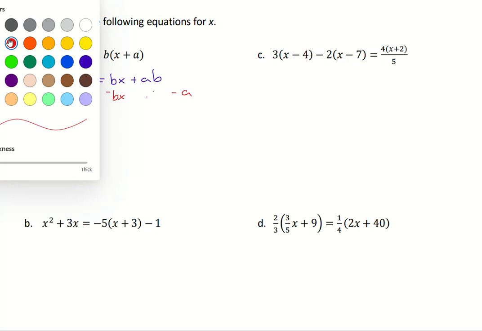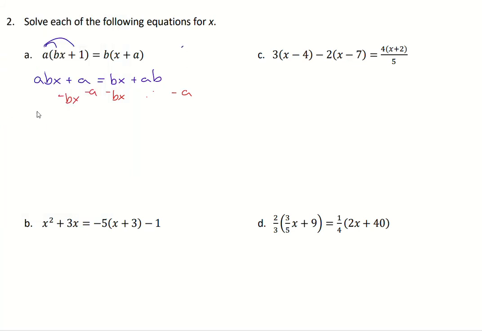When I do all of these subtractions and things, I'm left with what on the left side of this equation? ABX, I'll give you that one for free. What else is there?